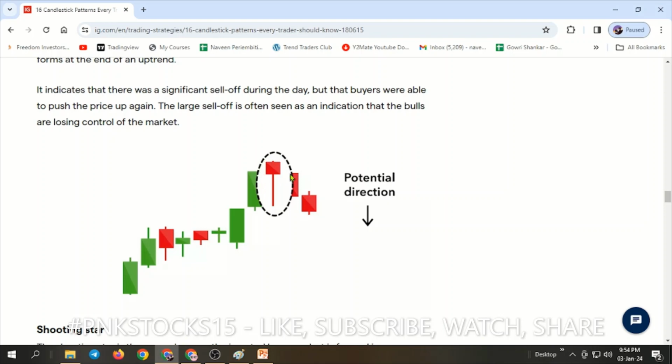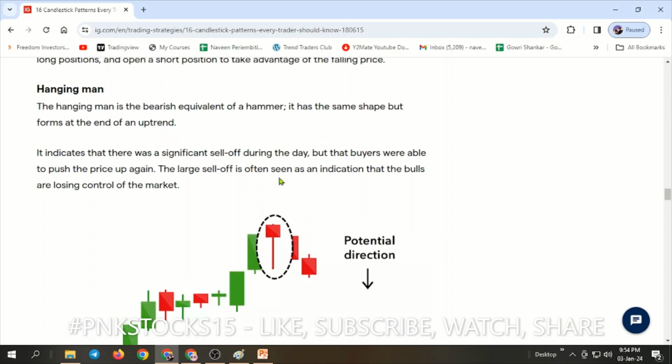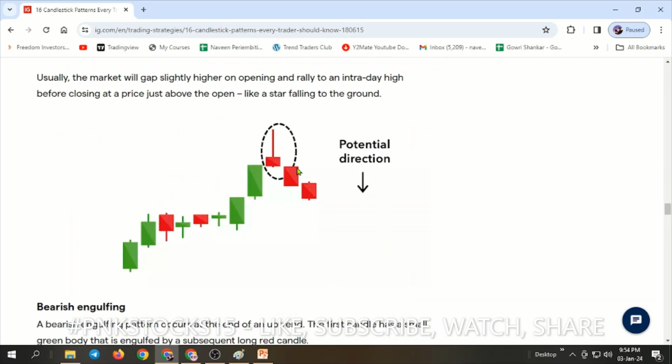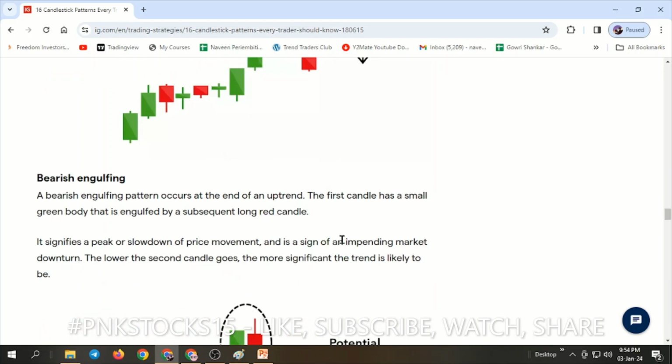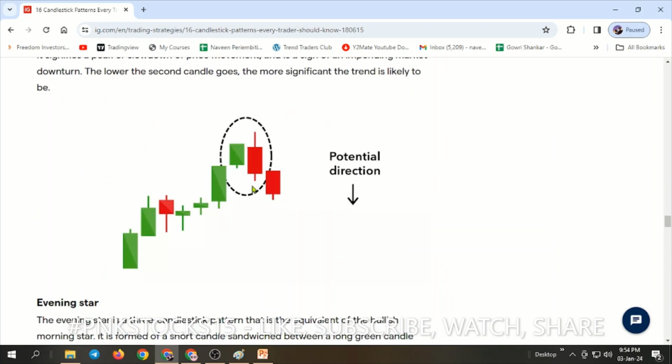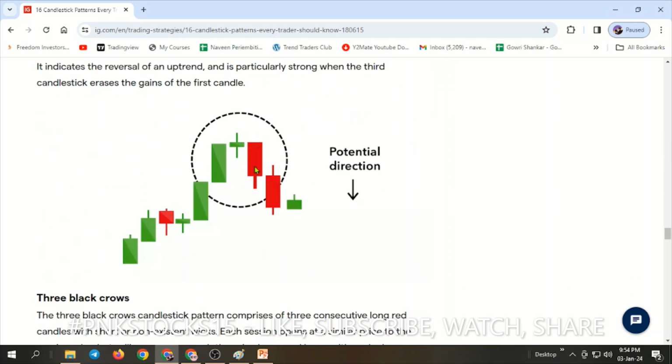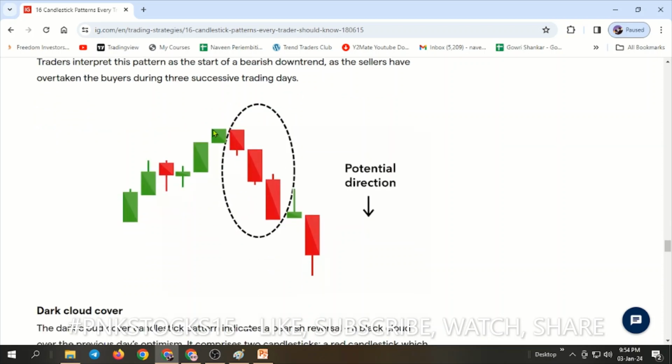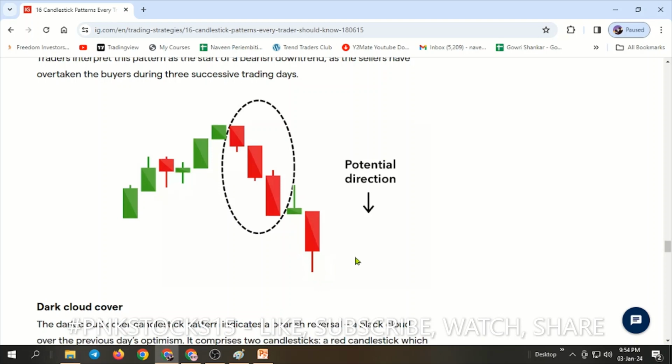A hammer candle, if that forms at the top at a resistance place, the market will fall down. Reverse hammer, the market will fall down at the resistance. Bearish engulfing, breaking below, the market will fall down. Evening star, prices will fall down. Three black crows, this is a bearish candlestick pattern, the market will fall from here.